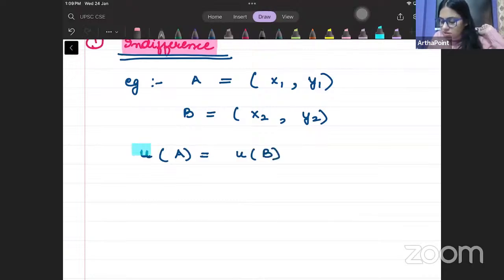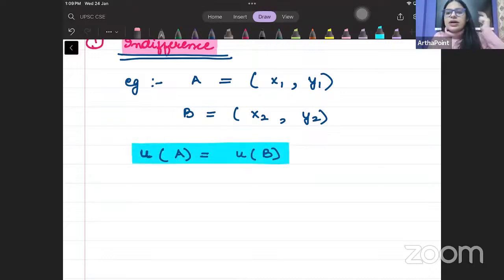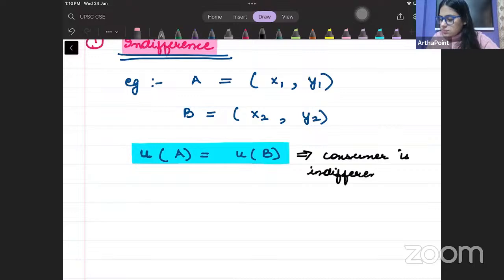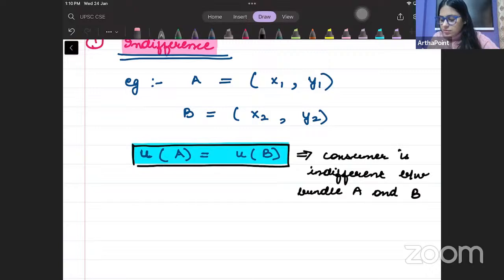If these two bundles are giving you the same level of satisfaction, अगर इन दोनों से आपको same satisfaction मिलती है, same utility मिलती है, if the two give you the same level of satisfaction, then we will say that the consumer is indifferent between bundle A and B. Consumer will be indifferent between A and B.